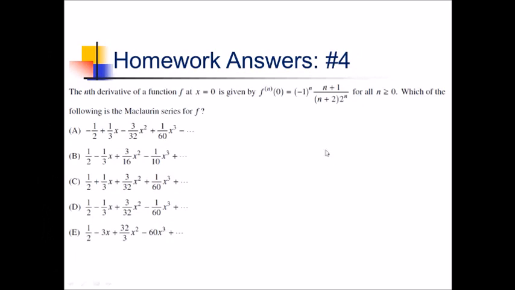For number 7, we have the nth derivative of some function at x equals 0 given by this expression here. We want to know which of the following is the Maclaurin series for f. So for Maclaurin series, we need to find a bunch of derivatives and put those next to x's. There's some factorials involved. Let's start by getting some derivatives. All of these answer choices go up to the third power. So these are all third order Taylor polynomials. So let's go ahead and take the first 3 derivatives.